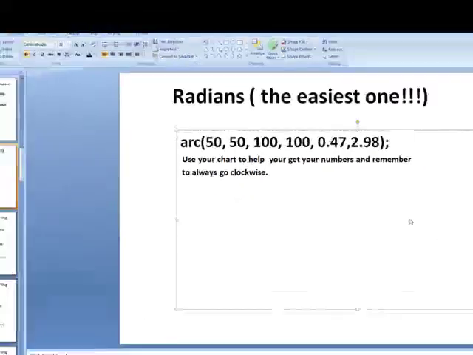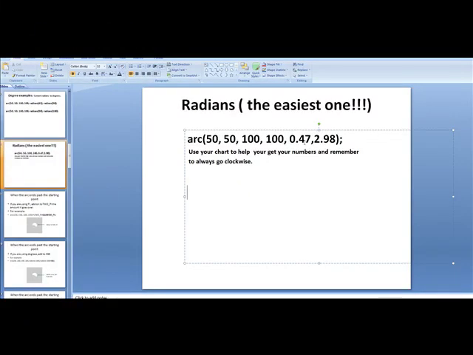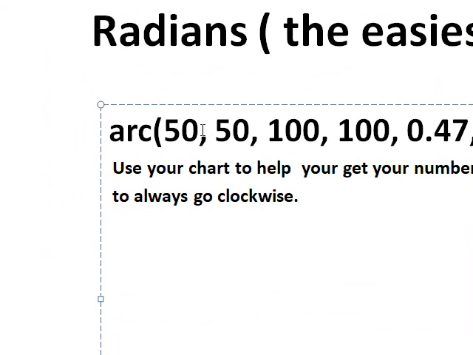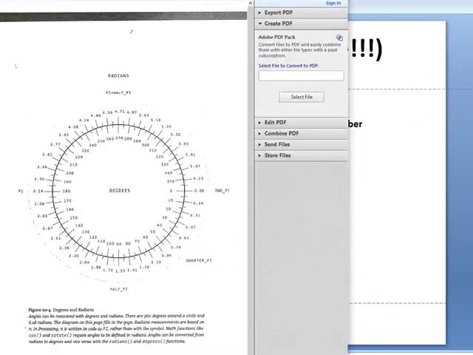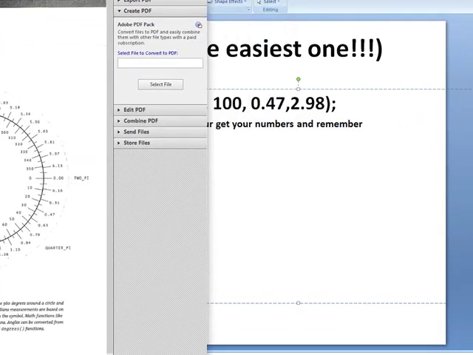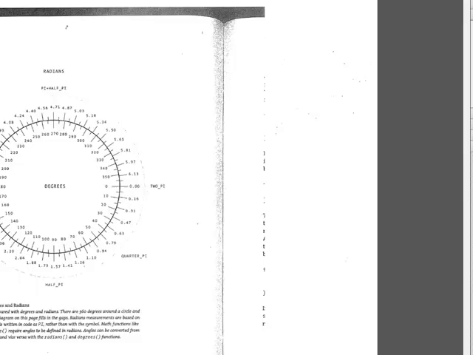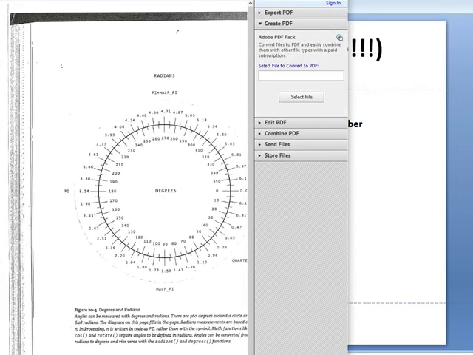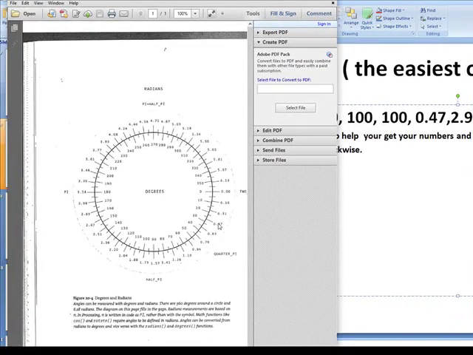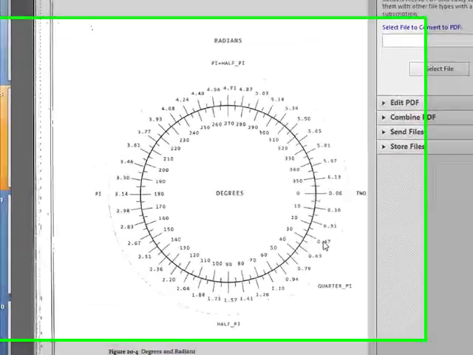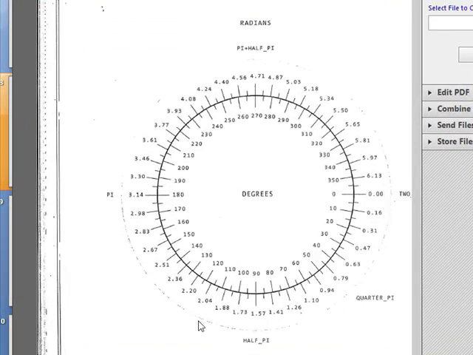So if you want to use radians, just simply plop in the numbers. So if I have my arc here, 50, 50, 100, 100, 0.47, so that would mean my, I hate it when it does that, sorry. So my arc is starting right here, and it ends at 2.98. So if I come along, it ends right here. So this would be my arc.